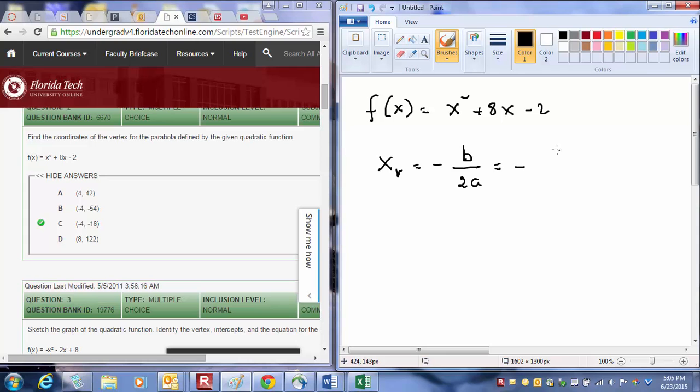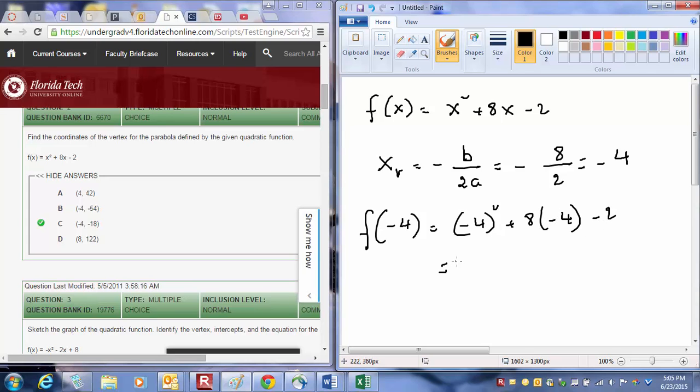In this case, it is minus 8 over 2, which is negative 4. So minus b over 2a. b is 8, a is 1, 2 times 1 is 2, and the x of the vertex is negative 4. To find the y of the vertex, let's substitute negative 4 in the given quadratic equation. So negative 4 squared plus 8 times negative 4 minus 2. So all I did is substitute negative 4 for x.